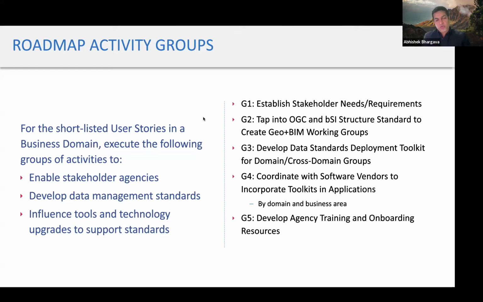We said that if we have to have these people adopt these open standards, these BIM and GIS standards, and utilize them in their processes, we really need to understand their requirements, their use cases, their business needs, and the data that they're actually creating as part of those use cases. And how do they exchange what data? All of that, needs and requirements, has to be assessed. And therefore, there is a set of activities. We group them under group one, G1, and call them one set of activities.